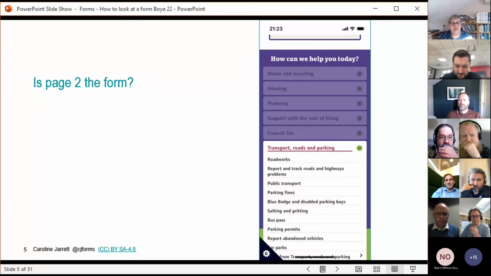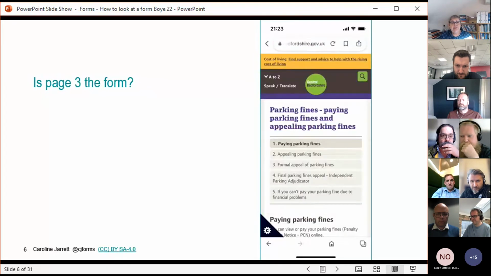You may or may not. It's entirely up to you. There are no right or wrong answers here, by the way. It's just how it strikes you. So I thought, okay, parking fines, I'm going to click on that. So this is the page I got next. Does this page 3, does that seem like the form to you? If you think it's the form page, I'll get you to lower your hand. Again, no right or wrong answers, it's just how it strikes you.